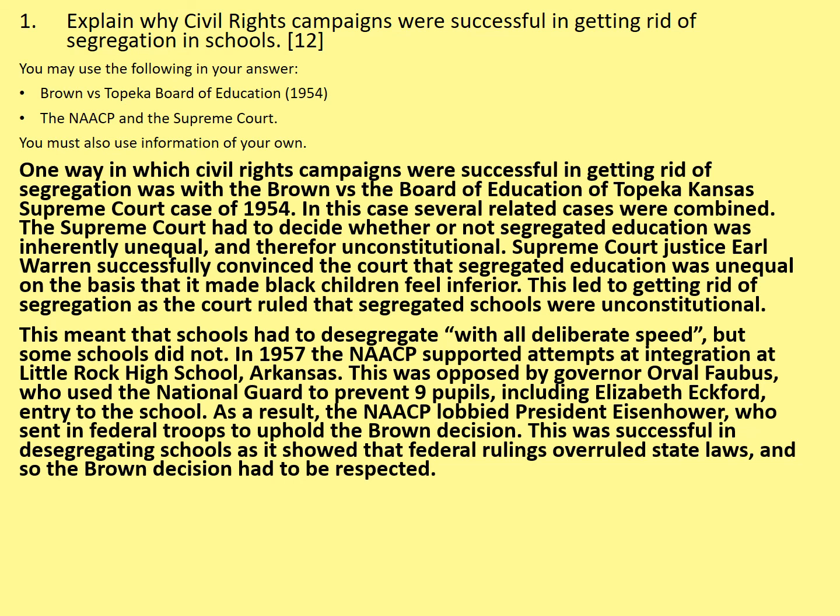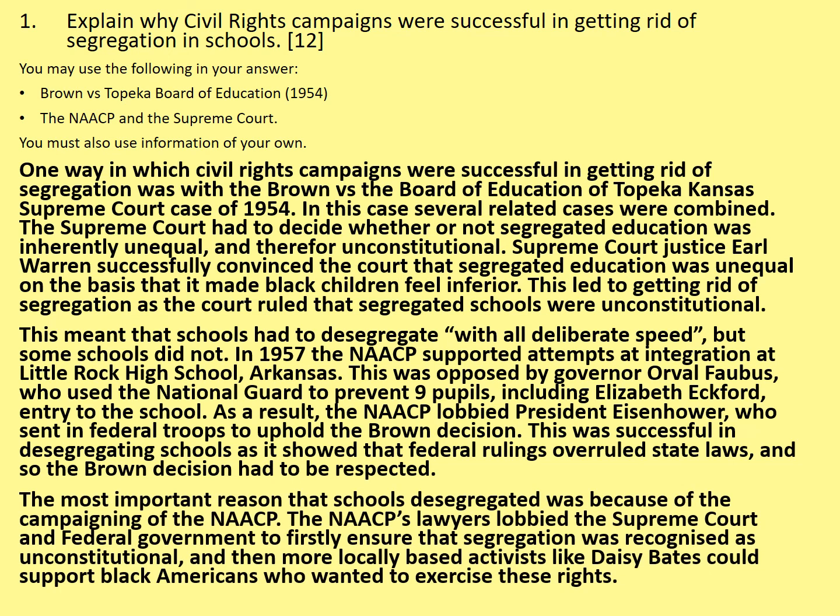As a result, the NAACP lobbied President Eisenhower, who sent in federal troops to uphold the Brown decision. This was successful in desegregating schools, as it showed that federal rulings overruled state laws, and so the Brown decision had to be respected. Okay, my last bit now, where I'm going to conclude. The most important reason that schools desegregated was because of the campaigning of the NAACP. The NAACP's lawyers lobbied the Supreme Court and federal government to firstly ensure that segregation was recognised as unconstitutional, and then more locally based activists like Daisy Bates could support black Americans who wanted to exercise these rights.